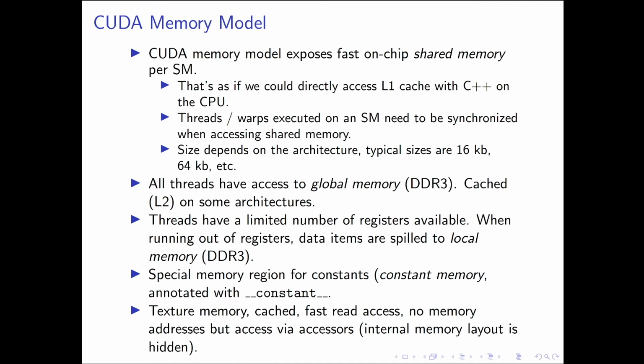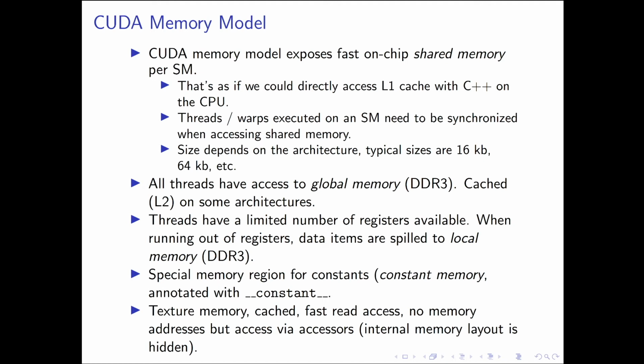And then each thread also has a limited number of registers available. Those registers can be used to store the local state of each thread. At some point, we might run out of registers, so the state no longer fits into registers, and then the CUDA runtime will spill the state into so-called local memory, which is yet another memory region. Essentially, local memory is just DDR3. So this is basically another name for DDR3, where register content is spilled to.